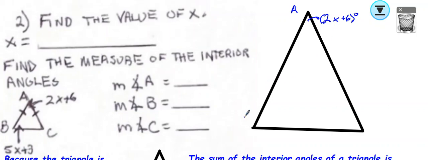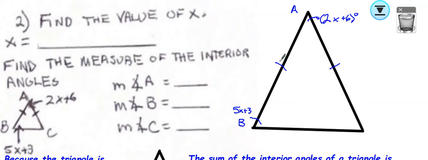And then we have angle B here, and they tell us this has an expression 5x plus 3 degrees. Plus 3 degrees. And we can see from the drawing, by these tick marks, that the two sides are congruent.